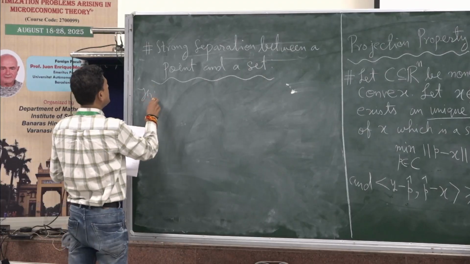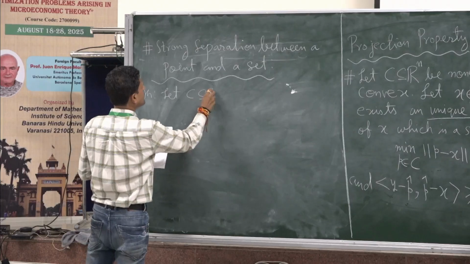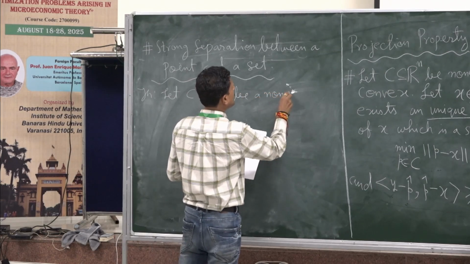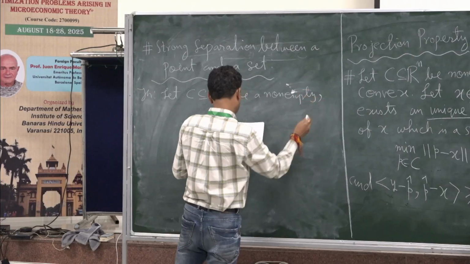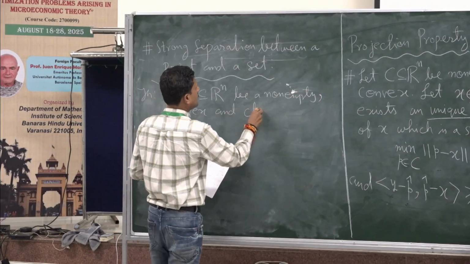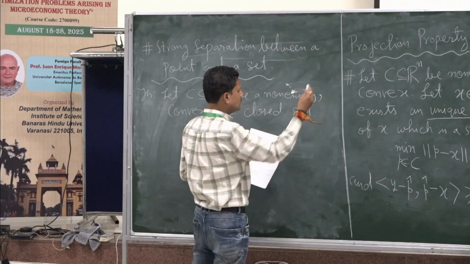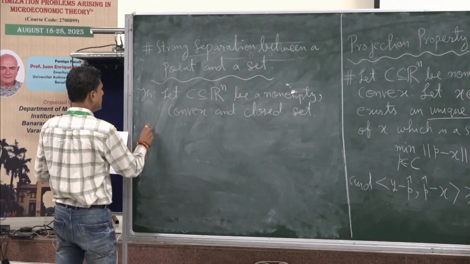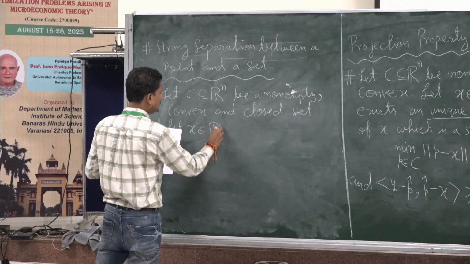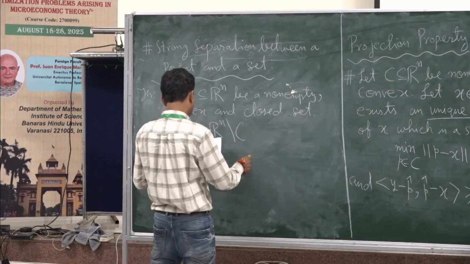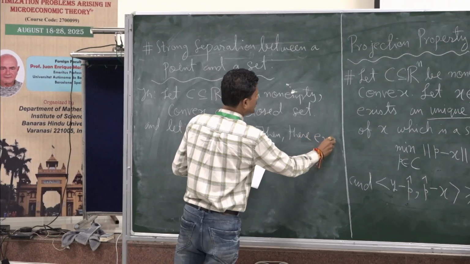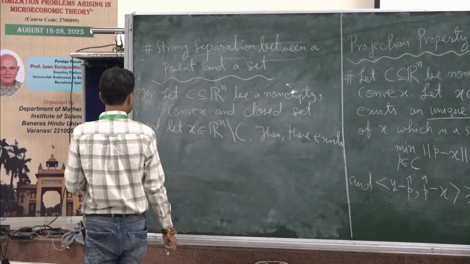So the theorem is: let C, a subset of Rn, be a non-empty, convex and closed set, same as before, and we assume that there is a point x in Rn which is not in C, then there exists. So you see how you proceed.